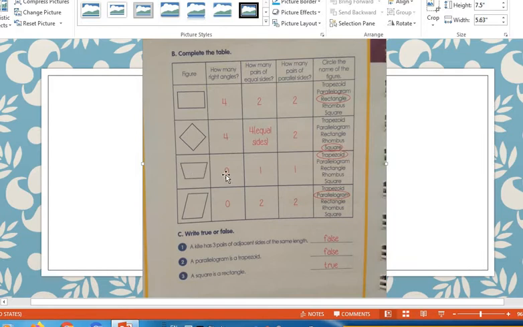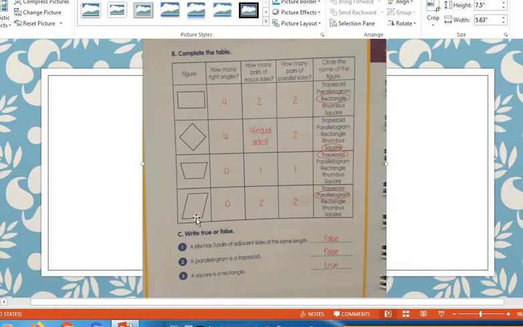Here I have a trapezoid. How many right angles? No, 0. How many pairs of equal sides? Just 2. This is called one pair: 2 sides means one pair. Here, how many pairs of parallel sides? Just 1. Okay, it's called a trapezoid.